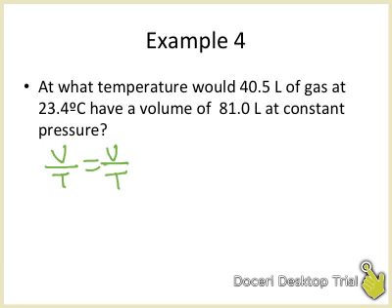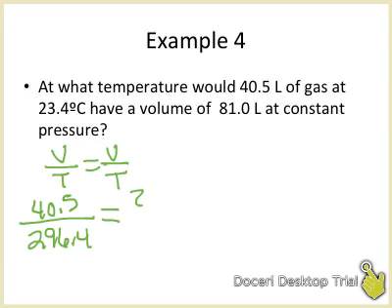So initially we had 40.5. Okay, 23.4, how do I convert that to Kelvins? We add 273, so that gives me 296.4. Our second volume was 81 liters, and we are solving for our second temperature.